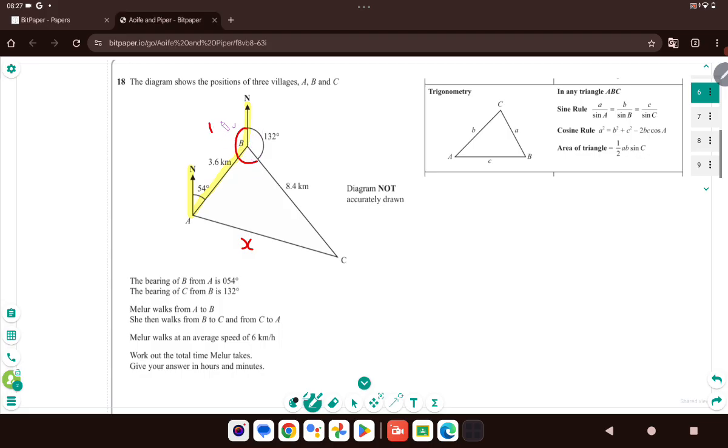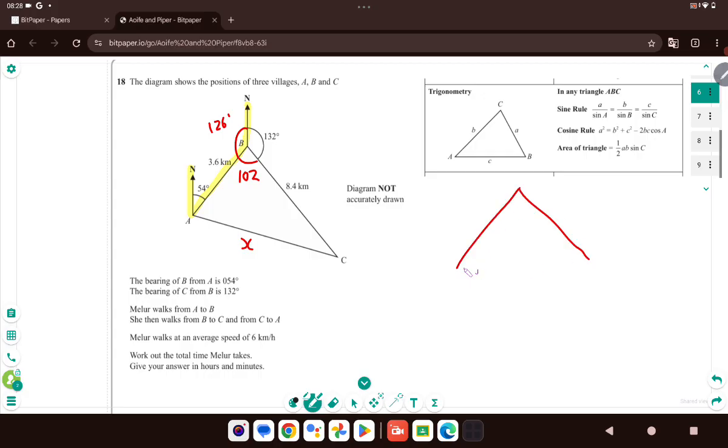And then I know angles around a point add up to 360. 360 minus 132 minus 126 is 102. Okay, so now we've got an opposite. We don't have any other opposites, so I know it's cosine rule. So cosine rule. I'm just going to draw out my triangle.